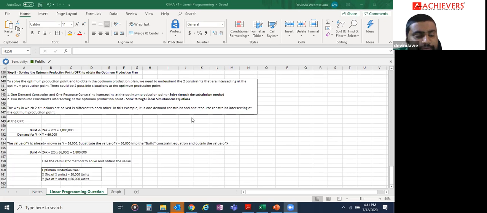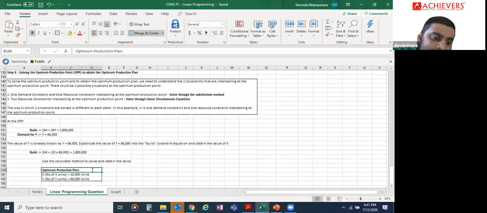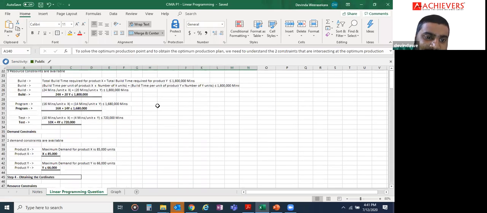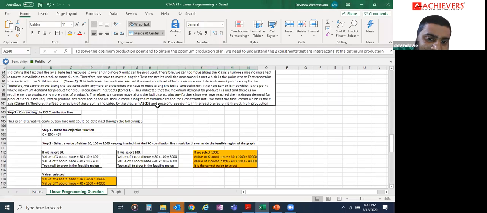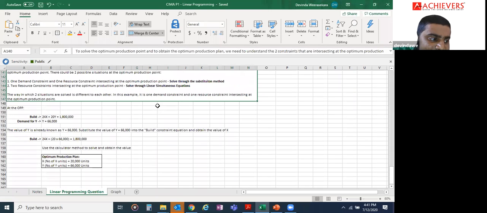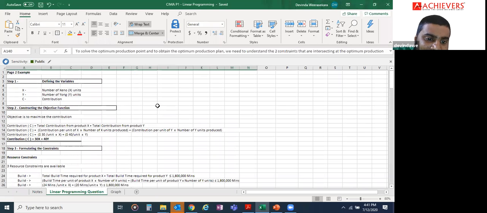Right. So that's how you get the answer to a linear programming question, guys. How you get the optimum production point, right? See, it's a huge calculation, right? It's a massive calculation. Fortunately, since it's a computer-based exam, you all don't have to do the full calculation.